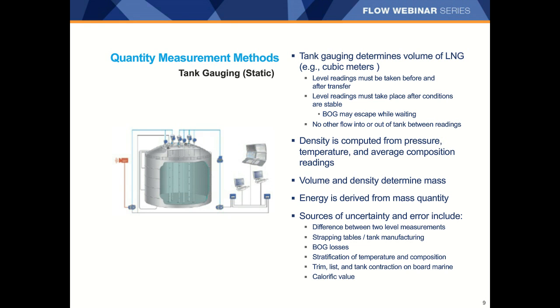Second, the strapping tables that equate the level measurements to volume have some uncertainty. If the tank is on board a marine vessel, trim and list of the vessel can add uncertainty and instability to the strapping tables and the level measurements of an onboard storage tank. Temperature and composition may vary at different levels and points within the tank, adding uncertainty to the average LNG density, and boil-off gases can occur during the transfer, making it appear that more LNG was transferred than was actually exchanged. The uncertainty of the measurement of the calorific value will, of course, translate into the uncertainty in the energy measurement.